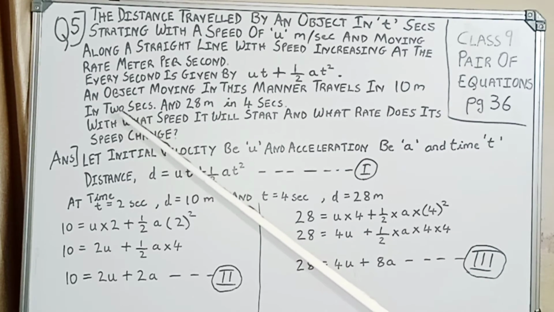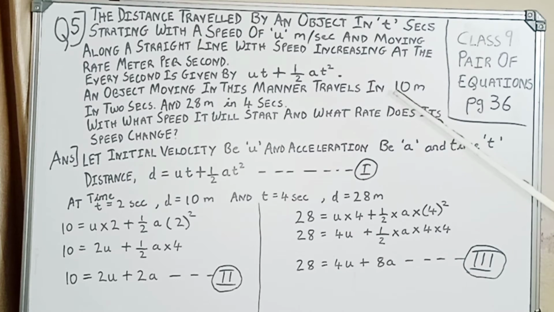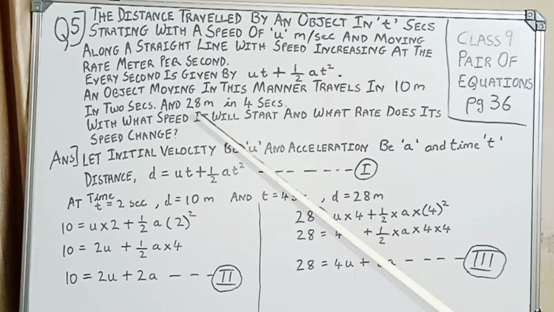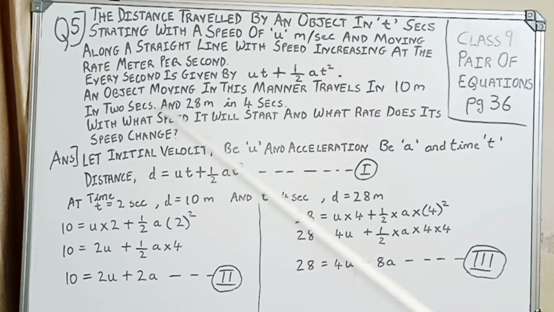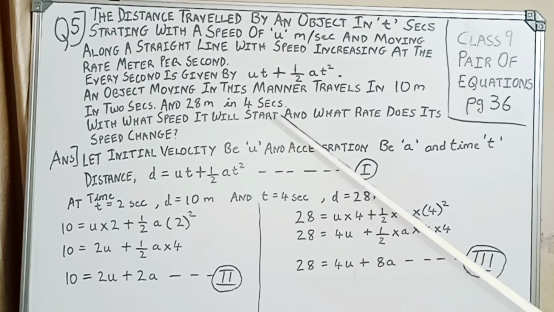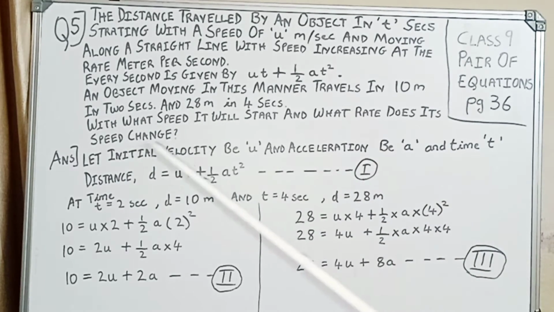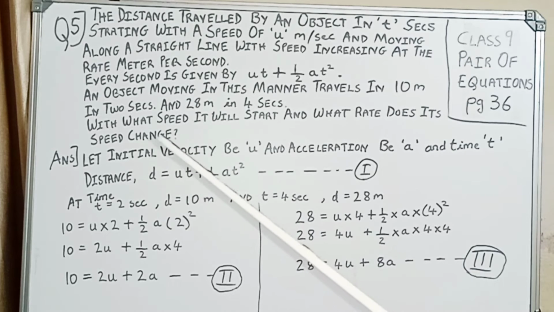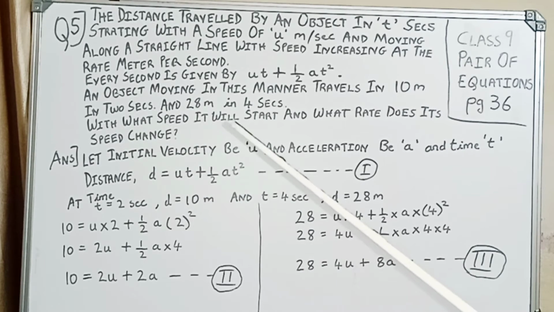Okay, in 2 seconds it travels 10 meters, and in 4 seconds it travels 28 meters. That means in 4 seconds it travels 28 meters, and in 2 seconds the object travels 10 meters. With what speed will it start and at what rate does its speed change?